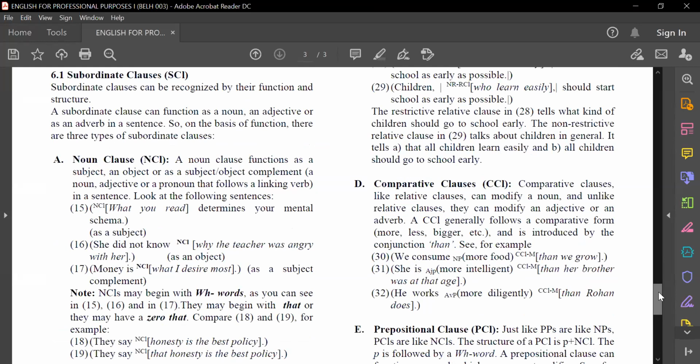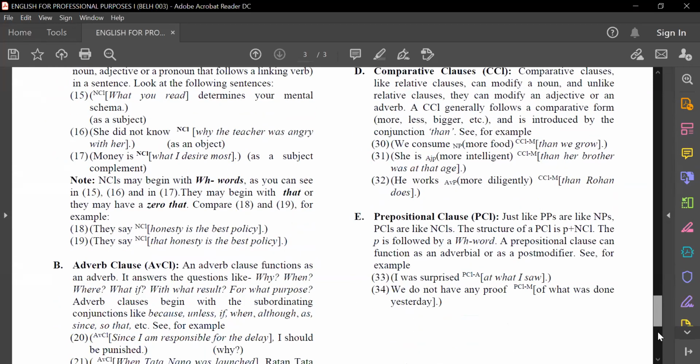Now, you can see over here that subordinate clauses can function as a noun, an adjective, or an adverb in a sentence. So when we see these different word classes, we can identify it as a subordinate clause. There's a potential to be a subordinate clause. Okay. So on the basis of function, there are three types of subordinate clauses. Let's look at all of them one by one.